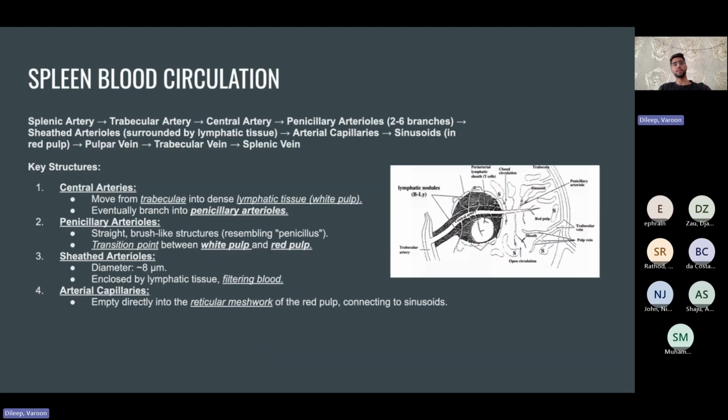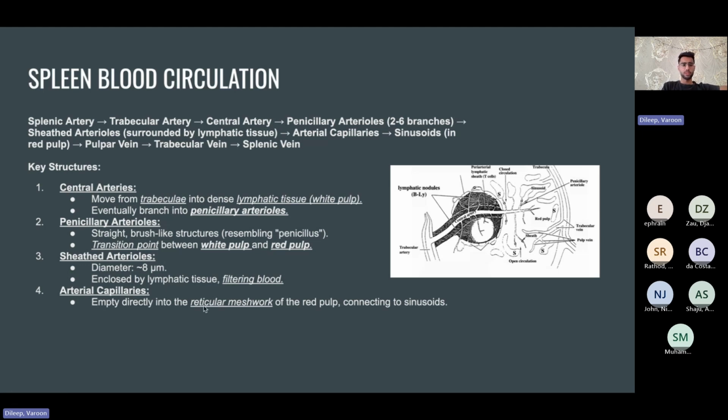When we talk about the splenic blood circulation, this is the entire chain of it. You can make a mnemonic to memorize this, since it's pretty long. It starts from the splenic artery, then the trabecular artery, then the central artery, then penicillary arterioles, which have multiple branches, then sheathed arterioles, which are surrounded by lymphatic tissue, then arterial capillaries, then sinusoids. As I said before, from the sinusoids the blood drains into the pulpar vein, then the trabecular vein, and the splenic vein. Out of all of these blood vessels, the four main ones are the central arterioles, penicillary arterioles, sheathed arterioles, and arterial capillaries.